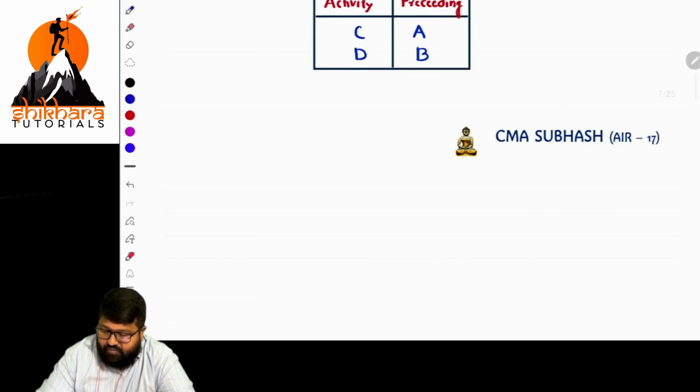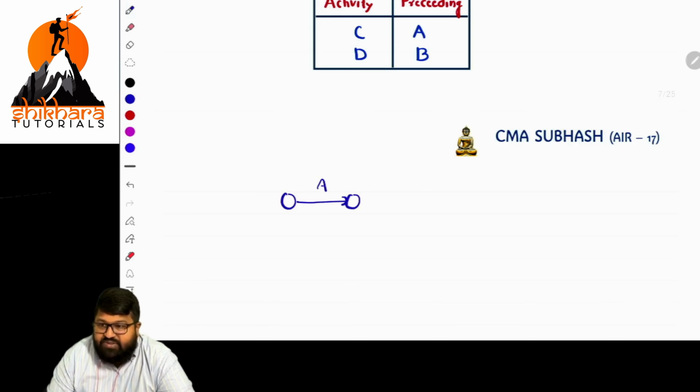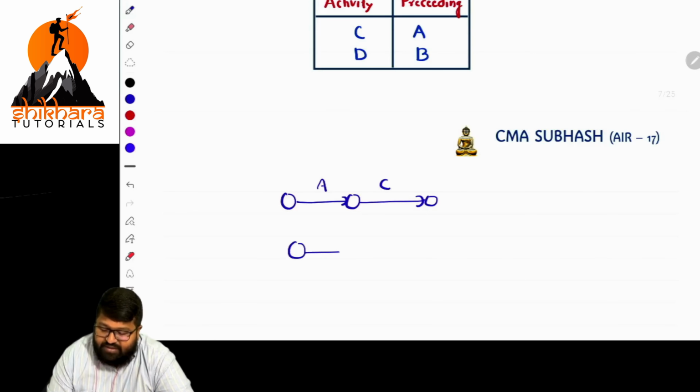Basically, the basic way of drawing diagrams. If you take this as activity A, it is represented in the form of an arrow, and it should start from left to right. Next after that, what is there? C. Clear? Next, what about the next one? There is activity D, and preceding that there is an activity called B. Activity B is preceding, no?